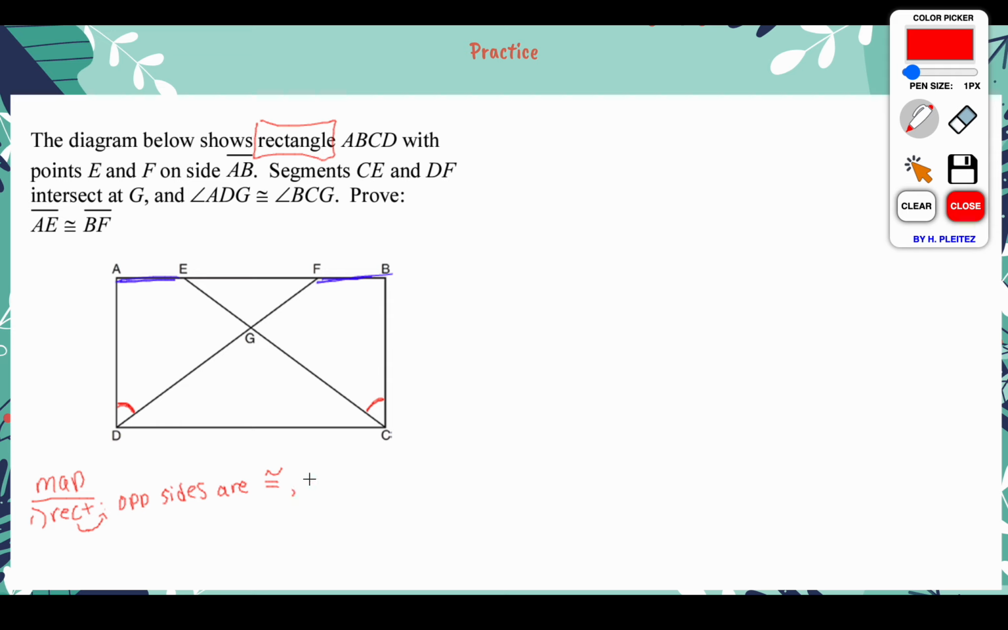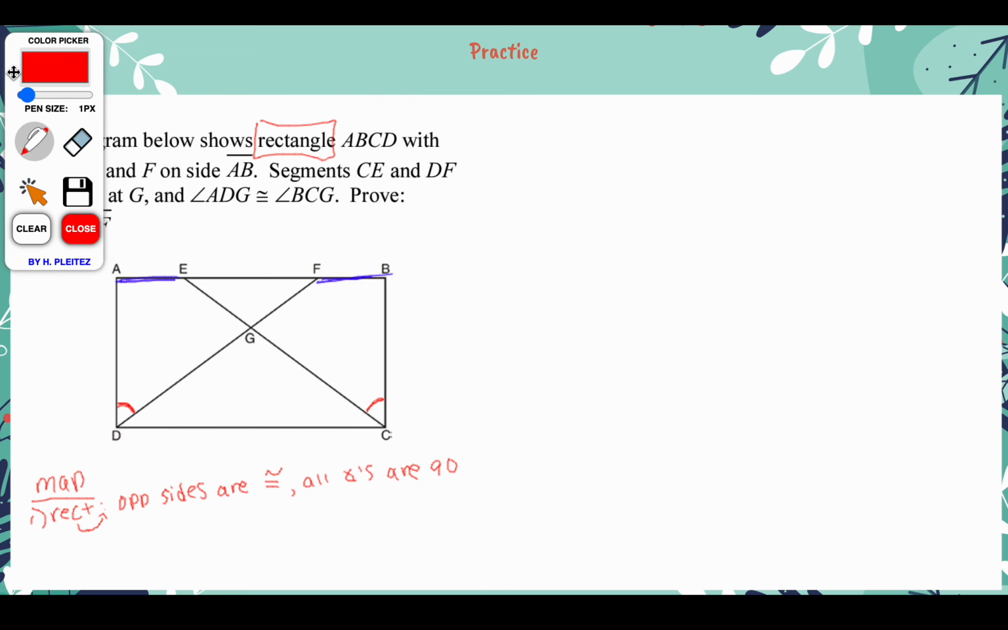And the other property was that all angles are 90. So that might help us out here. Now, I'm going to start writing my proof out, because sometimes with these, it gets a little bit complex to map out the whole thing, but if you can, please do it.